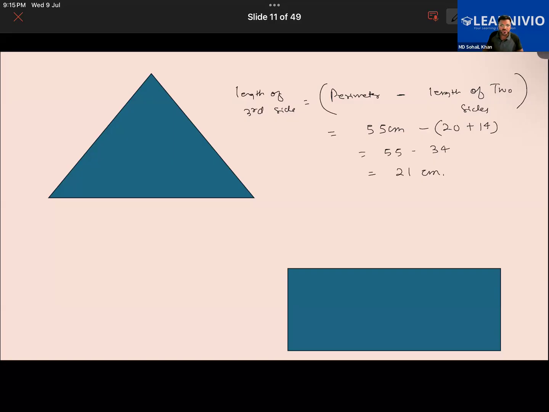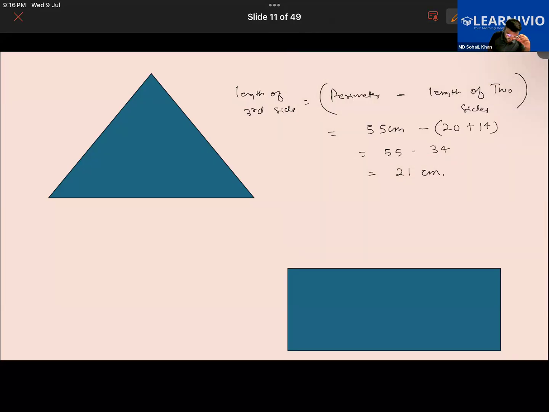Also, there are different triangles. You have an equilateral triangle, in which all the sides are equal in length. You have an isosceles triangle, in which only two sides are equal. And then a right angle triangle, in which one of the angles is 90 degrees. And then you have a scalene triangle, in which none of the sides are equal.